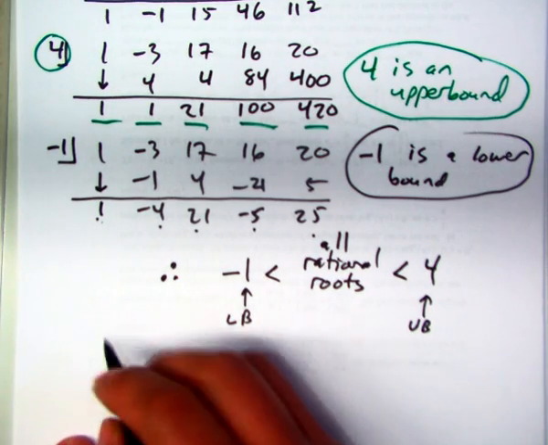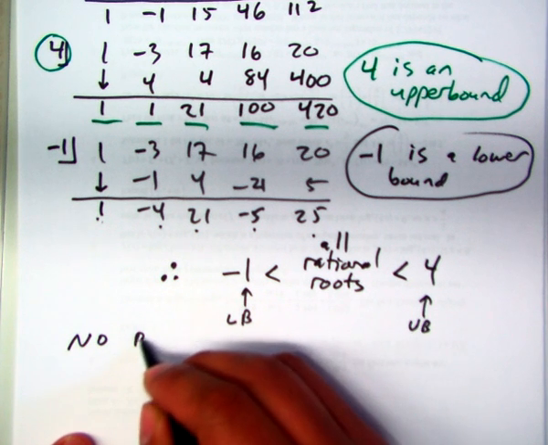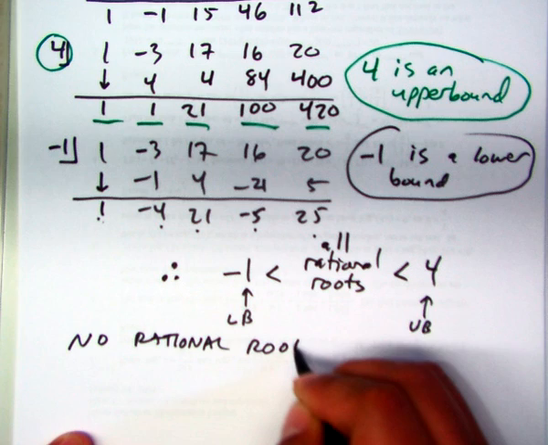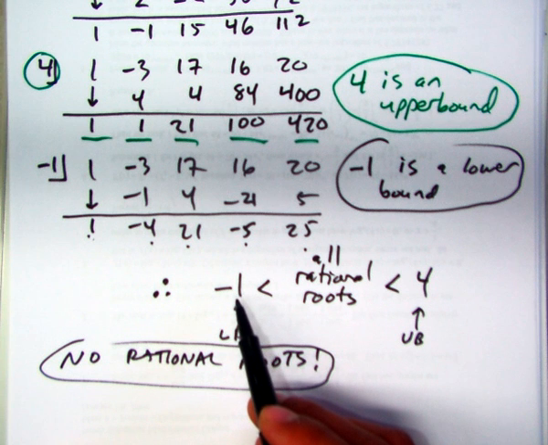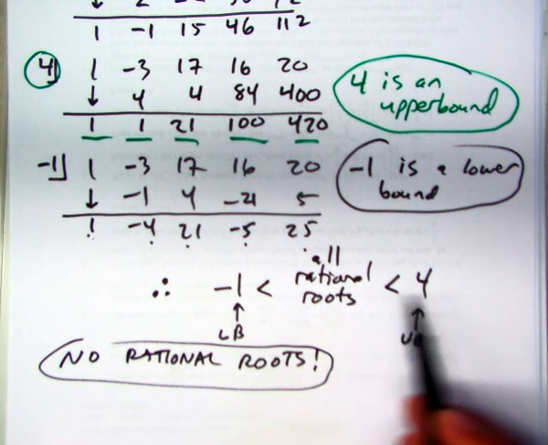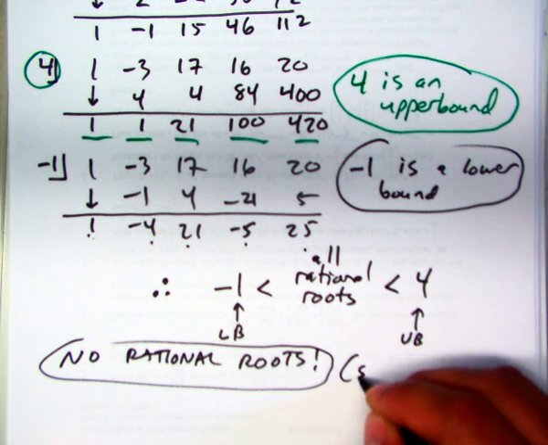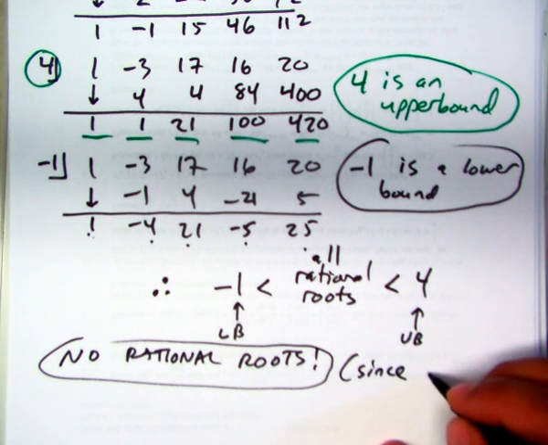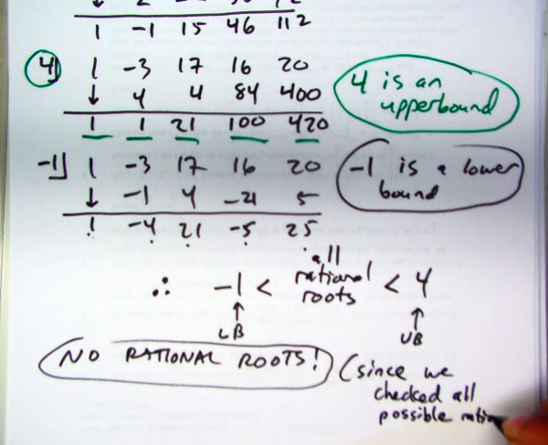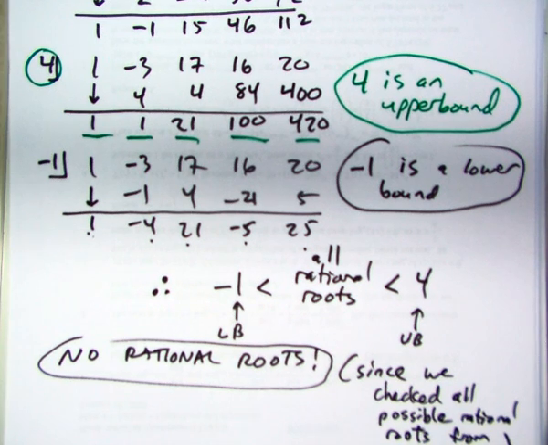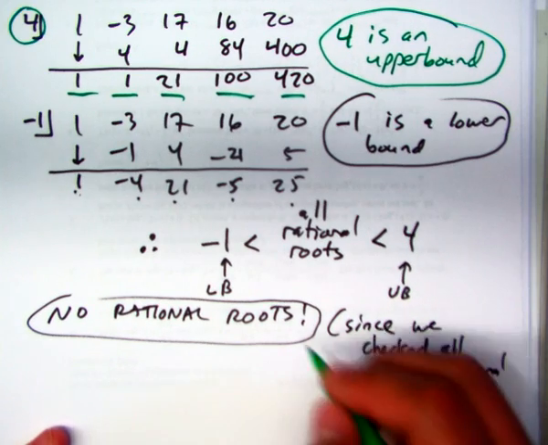Okay, so if they're asking you to find all rational roots, well, here you're going to say there are none. There are no rational roots, and sometimes that'll happen. Because we have proven that if there are any rational roots at all, they have to be between -1 and 4. But we've already checked everything between -1 and 4. So since we checked all possible rational roots from -1 to 4, we conclude that this has no rational roots. Okay?